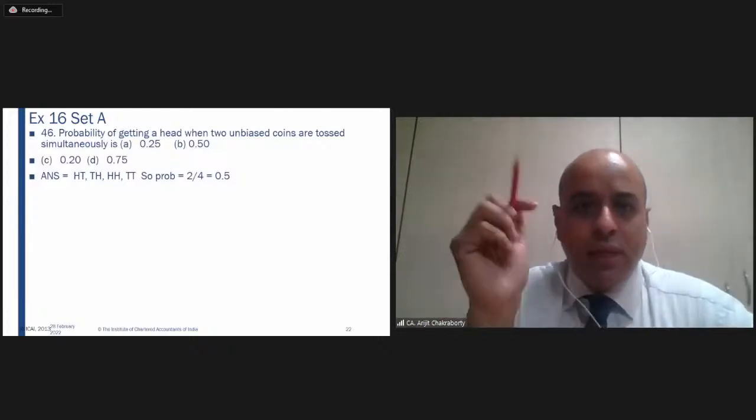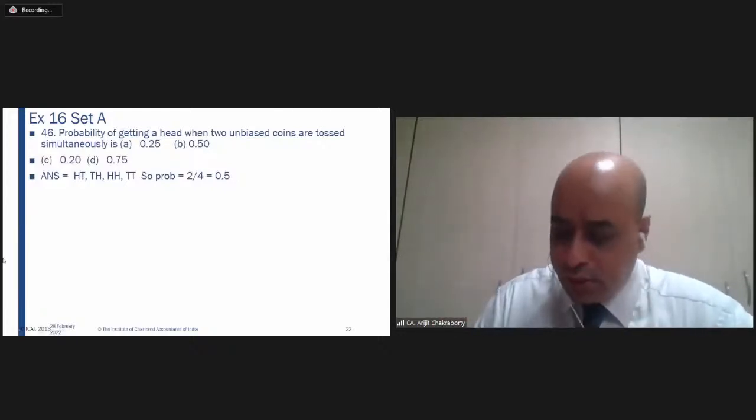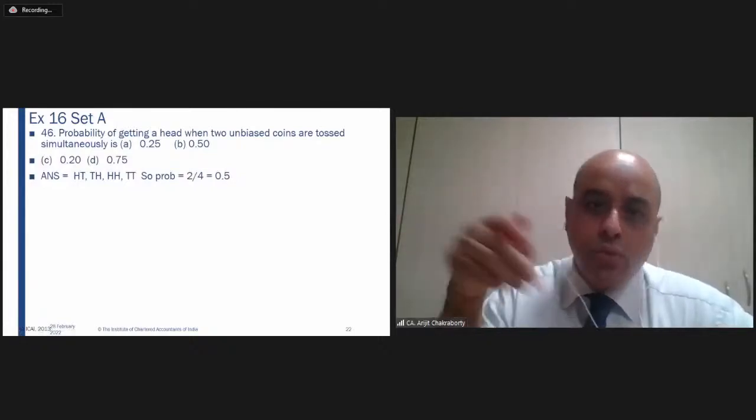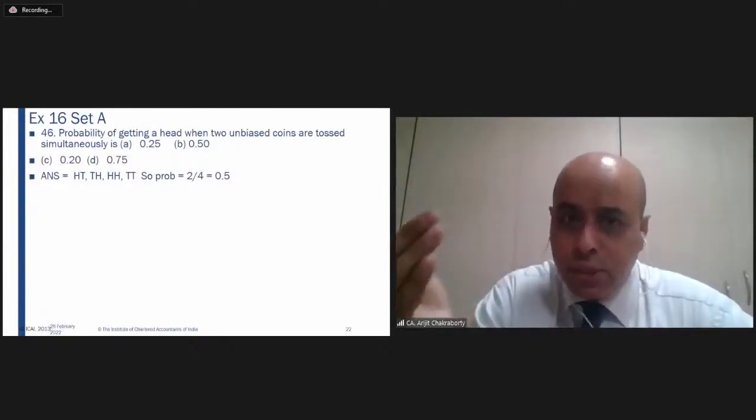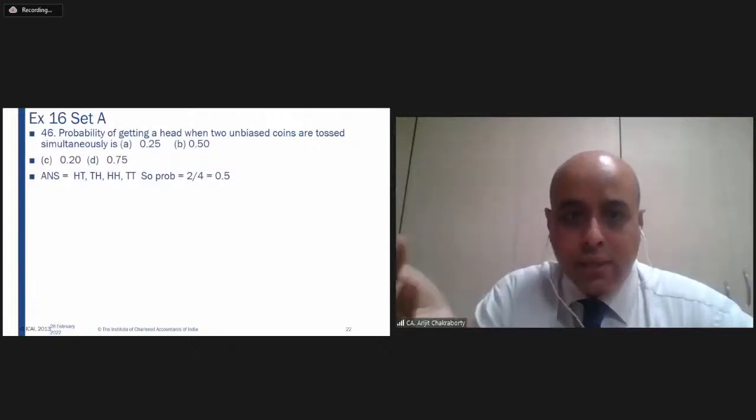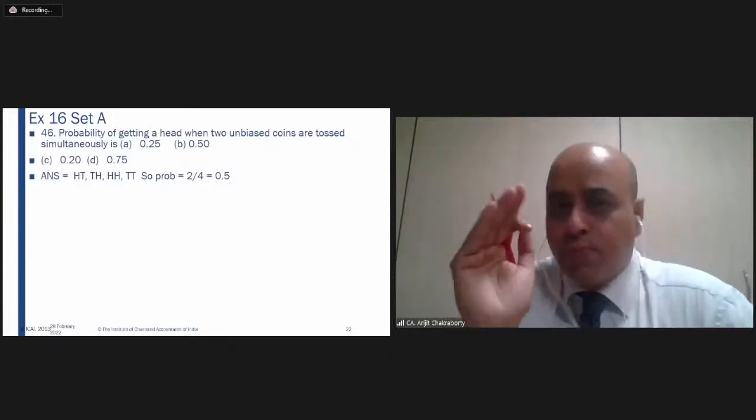The situations can be head and tail, two heads, head and head, two tails, tail and tail, and tail and head. So we have HT, TH, HH, and TT. That means there are four possibilities.